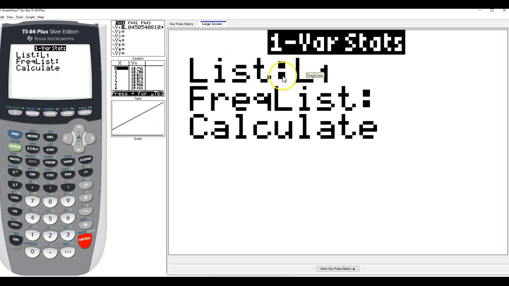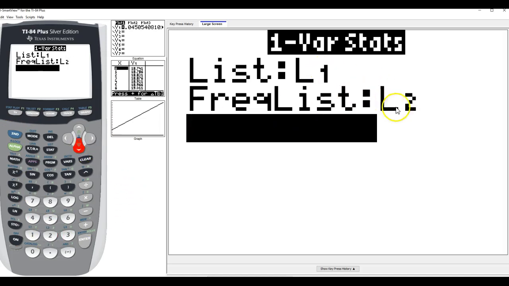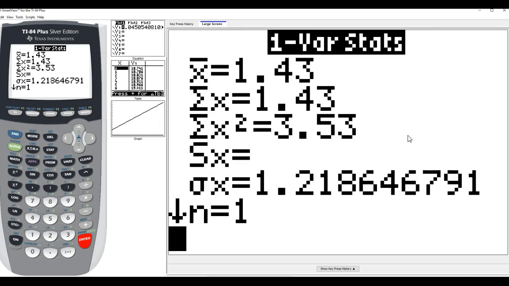But we want to tell the calculator that our actual values of our variable are in L1. And then our frequency list, which is really important, is in L2. So if you remember, L2 is here in blue or whatever color it's in. You're going to hit your second key and then the number 2. So now this lets the calculator know that both of these lists are in play. It's really one list where the variable is, but the second list is really important in calculating the statistics. So I'm going to press enter for calculate.